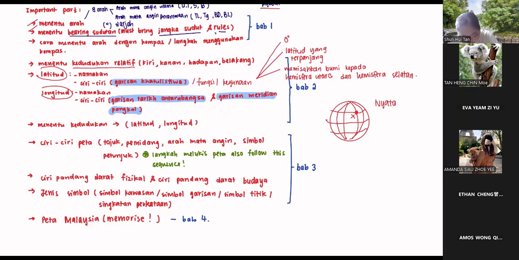Nyatakan latitude X. Okay, this is the first example question. Or they might also randomly tell you, okay, nyatakan longitude X. So read the question first. Don't just look at the question, see X, or look at this globe and then start telling me about the kedudukan. Read the question properly. They might use the word nyatakan, terangkan, or something else.